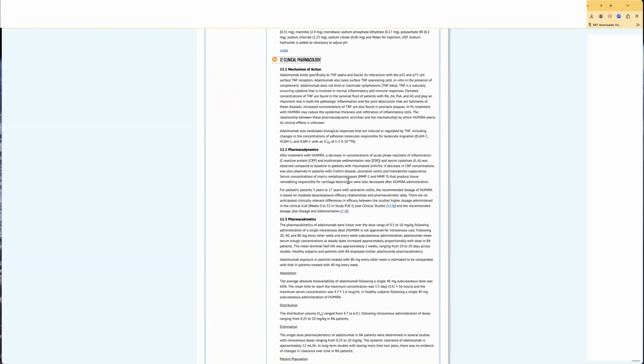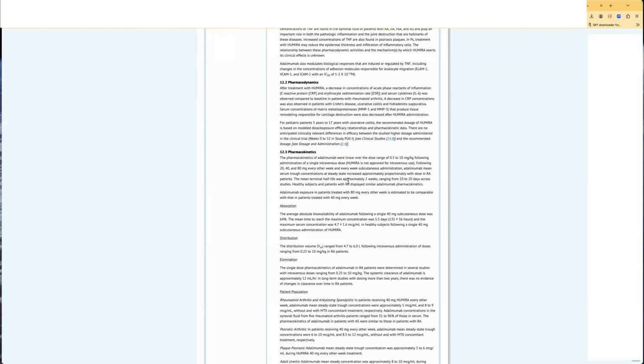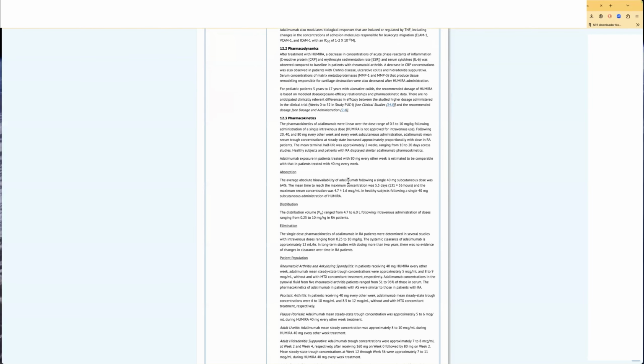So pharmacodynamics, and here we have a section for Humira, and what the body does to the drug, so how it's going to be absorbed. So we have the absorption, how it's going to be distributed in the body, how it's going to be eliminated, and of course, I would say metabolized and eliminated.